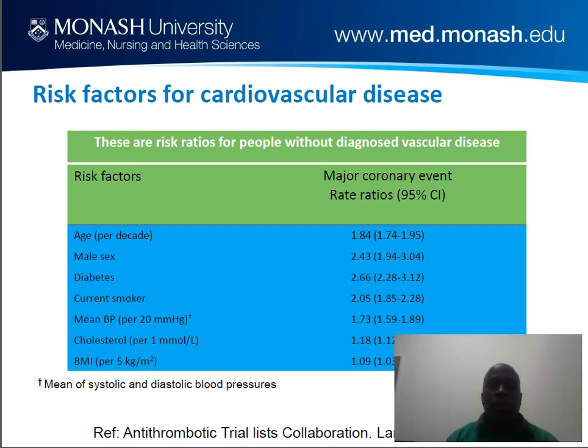Basically, these include age, especially older age; people in their 60s, 70s and upwards are predisposed to heart problems. Male sex, meaning if you're male, you have a higher risk of cardiovascular disease. Diabetes, and current smokers: people that are currently smoking are at higher risk.